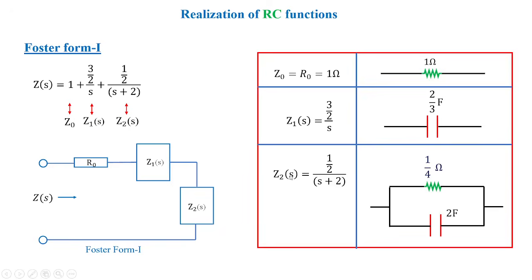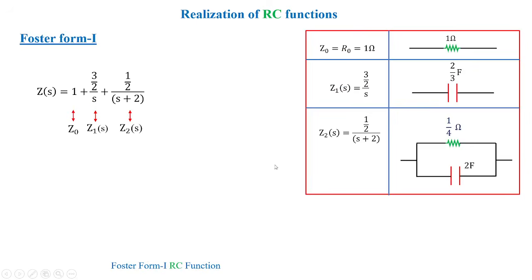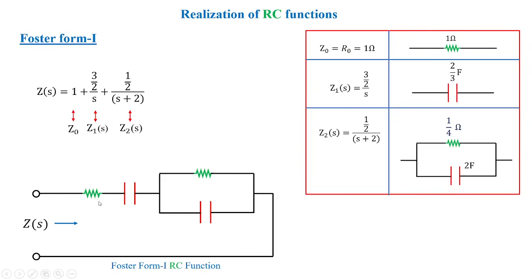Now combining all these things, you can prepare a table like this, and from this table we can easily get the Foster form 1, which is designed like this. You can see here we have a resistor, a capacitor, then followed by a resistor and capacitor in parallel combination, and the values are given like this. Hence it's a Foster form representation of the RC function.